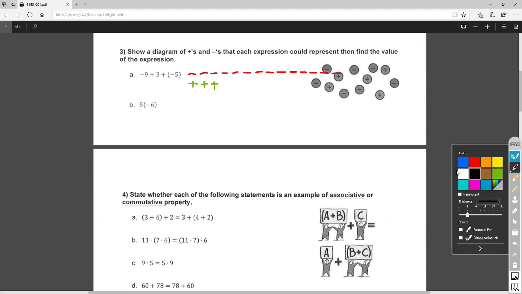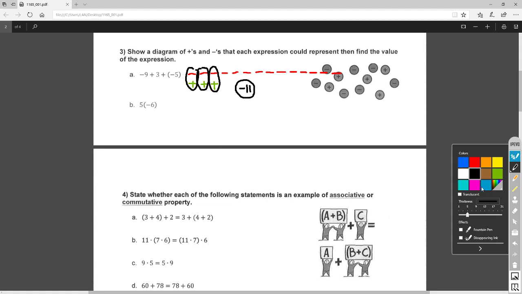Okay, and then I'm going to go ahead and circle my 0 pairs. I have 1, 2, and 3, which brings me to a total of 1, 2, 3, 4, 5, 6, 7, 8, 9, 10, 11 negatives. So my final answer is negative 11.